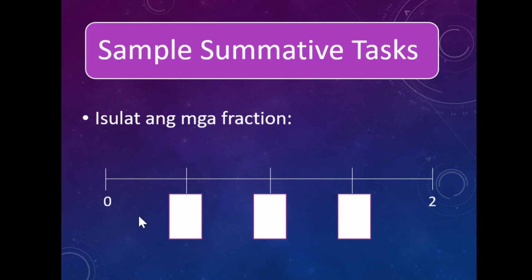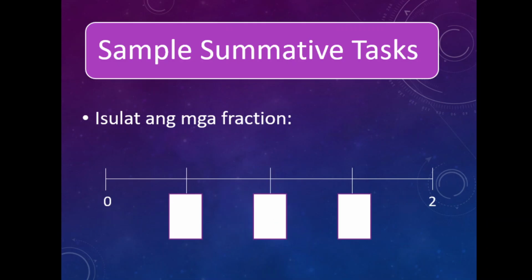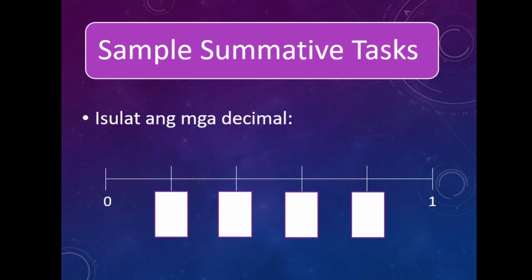Medyo mas mahirap to dahil instead na 0 to 1 kanina, ito 0 to 2. So nasa inyo na yan bilang guro. What kinds of tasks you can give? Yan. Pwede ring decimal. Isulat ang decimal. Or for grade 6, isulat ang integer.